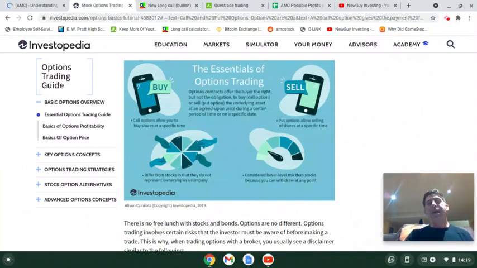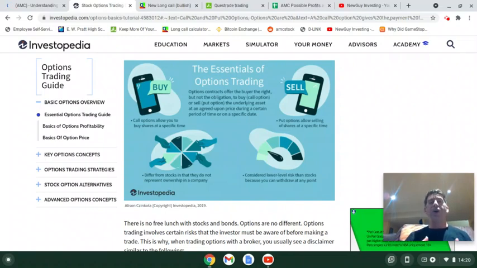There are two main types of options. They're called calls and puts. A call is when you're able to call a certain amount of shares to you using a contract, an options contract. And a put is when you put your shares up for sale at a certain price.